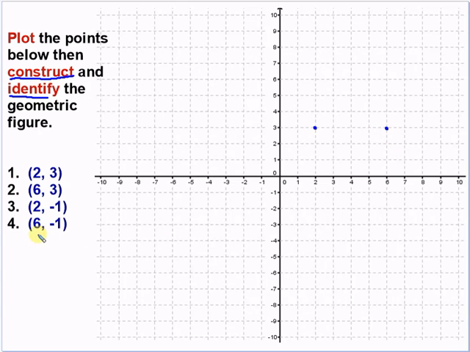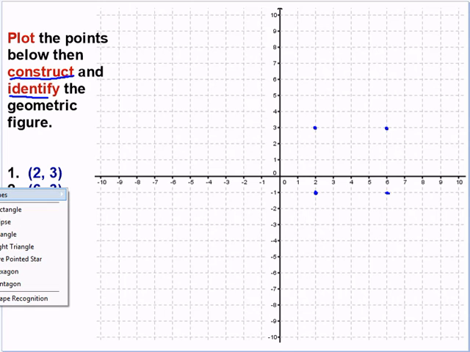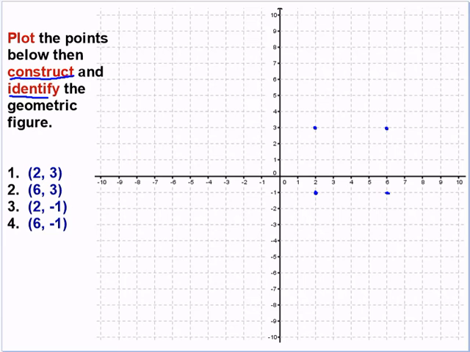6, 3. For number 3, we travel along the x-axis to 2, and then we've got a -1 for our y-coordinate, so we go down 1. Lastly, for number 4, travel along our x-axis to 6, and then down 1 again. Now, just to make it look a little bit nicer, I'm going to use some lines to connect them, going from one to the other. There's 1, and here's 1, and here's 1, and here's 1.